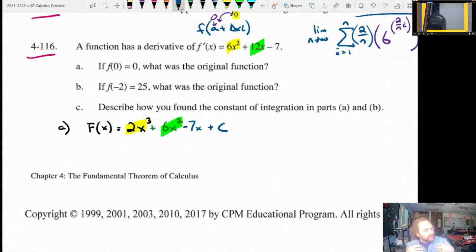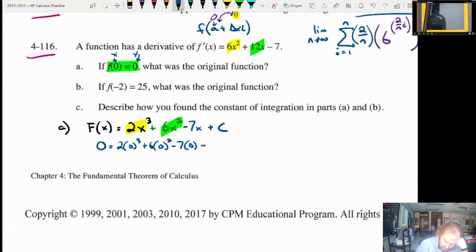And as we've seen, there are an infinite number of these functions that have that derivative up above because of the plus c. However, if I suddenly say, hey, f of 0 equals 0, now we can actually solve for c. Because what this means is that if you plug in x to be 0, y has to be 0. Translation: 0 equals 2 times 0 to the third plus 6 times 0 squared minus 7 times 0 plus c. And if you work that all the way out, 0 equals c.